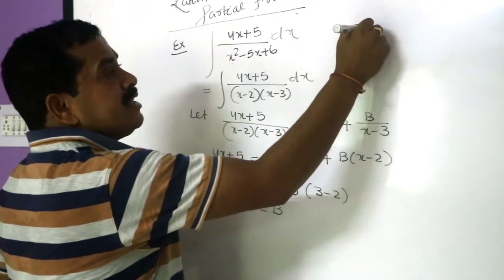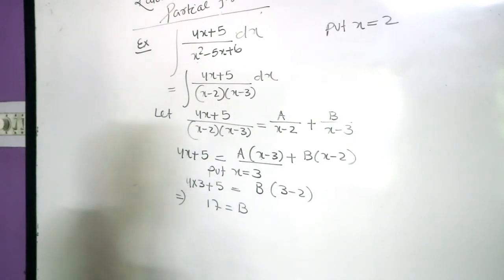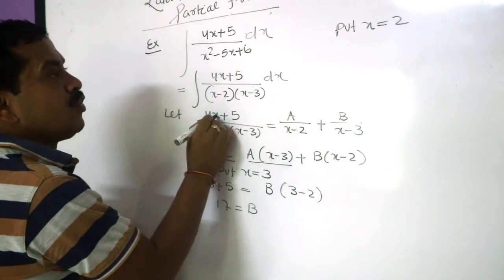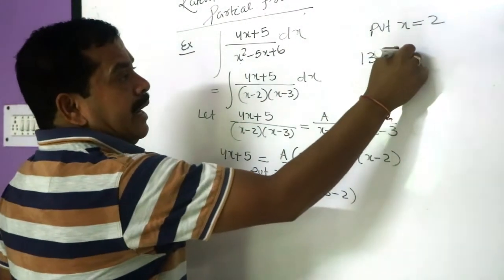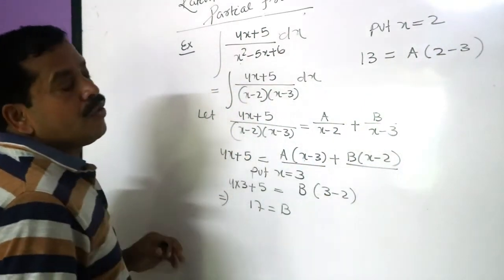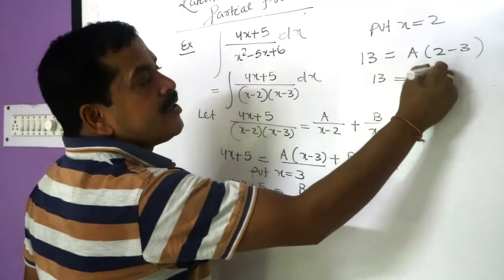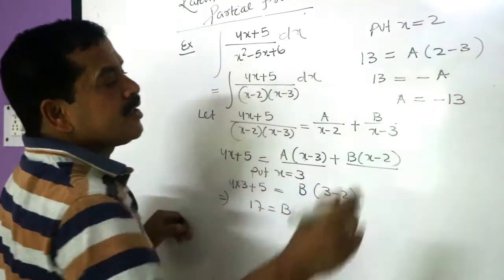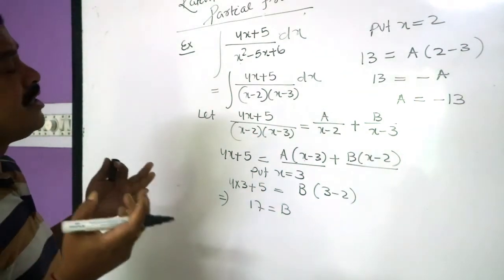Put x equals 2. Then the left hand side becomes 4 into 2, 8 plus 5, 13. A into 2 minus 3, and this term will be 0. That is equal to 13. Here it is minus a. That is, a equals minus 3. So we can find the value of a and b. This is the easy technique.